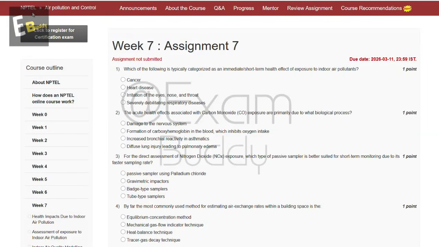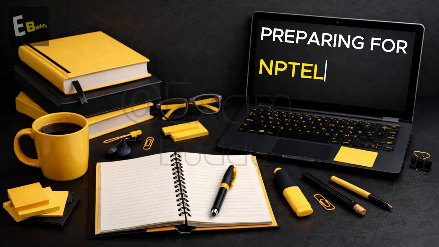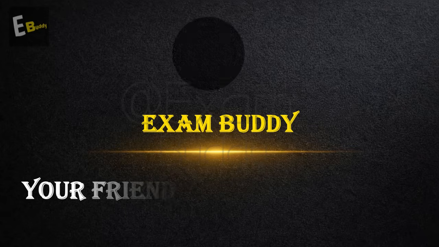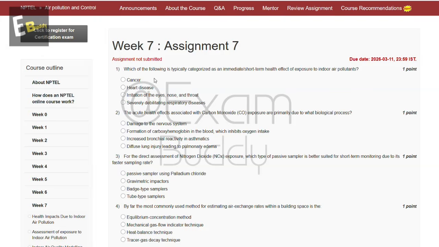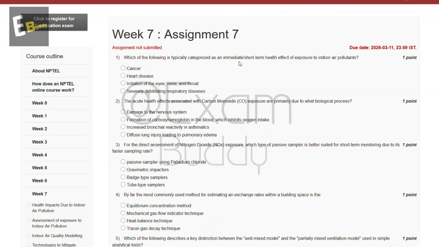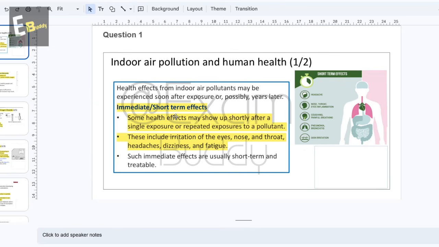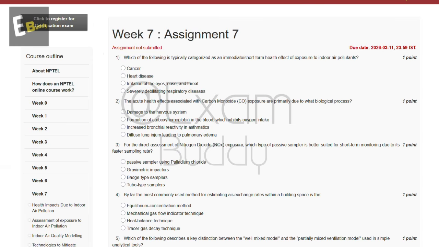Now let's do our assignment for Air Pollution and Control Week 7 Assignment 7. So the first question is, which of the following is typically categorized as an immediate short-term health effect of exposure to indoor air pollutants? So these are the options, and now let's check the explanation. So explanation says immediate short-term effects. Some health effects may show up shortly after a single exposure or repeated exposures to a pollutant. These include irritation of the eyes, nose and throat, headaches, dizziness and fatigue. So the answer of our first question is C. Irritation of the eyes, nose, and throat.